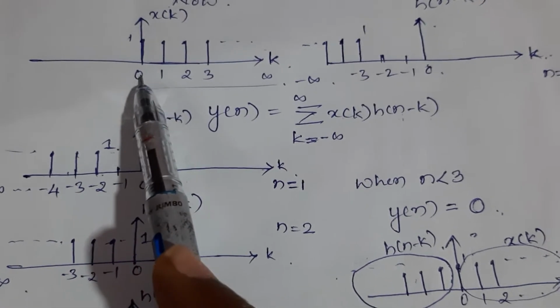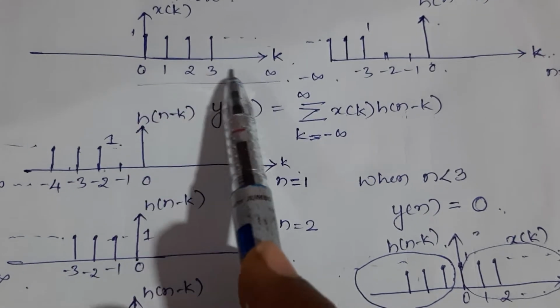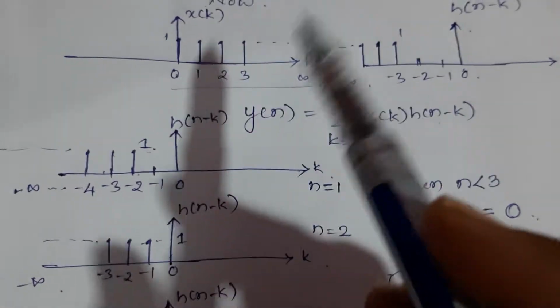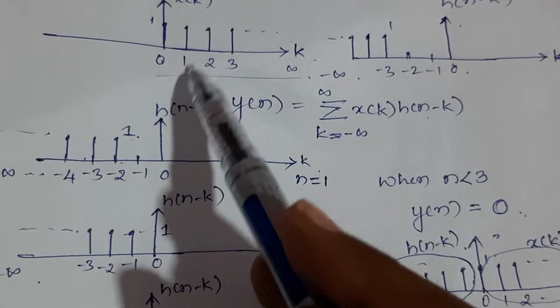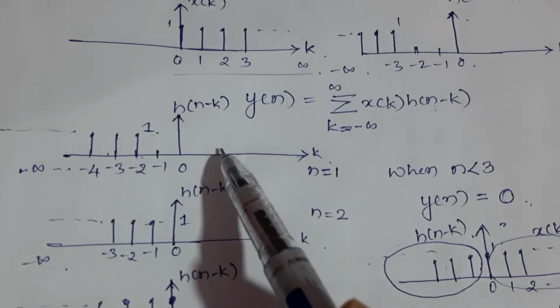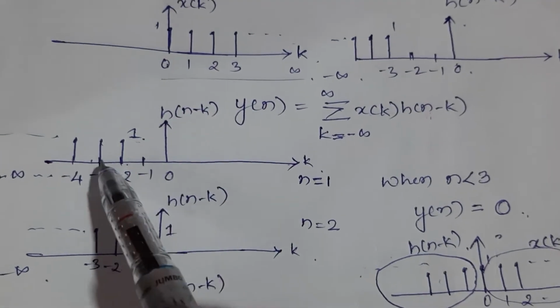So at none of the values, for no value of k, do both of these signals have a value. So for the same value of k, both the signals are not existing.